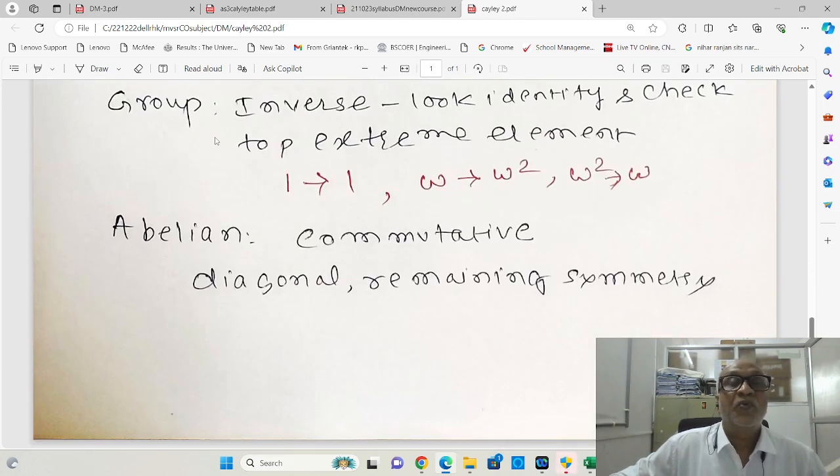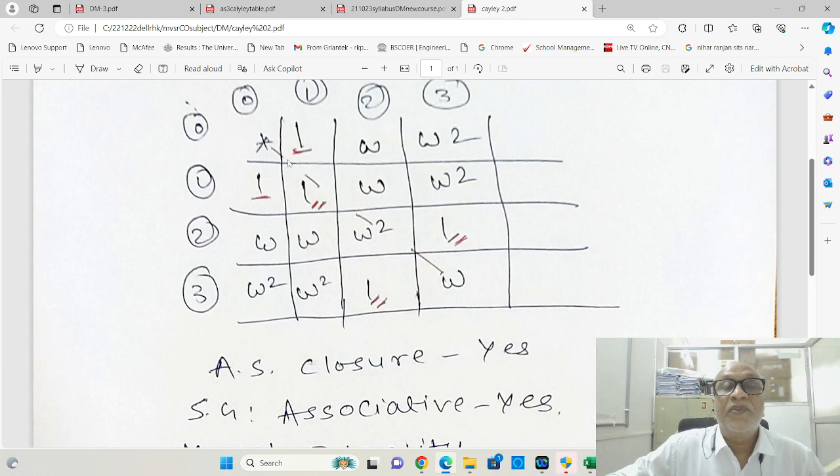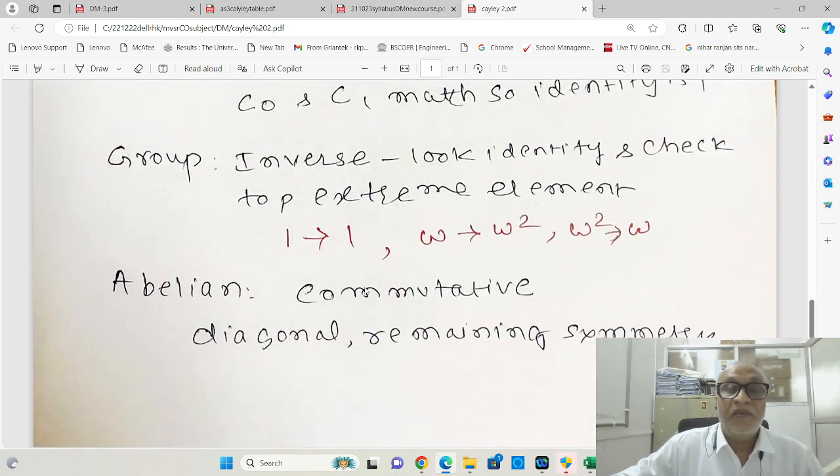Once we check the inverse property and assure that it is group, we need to check whether it's abelian or not. For that we need to check the commutative property. For checking the commutative property, we have to put a diagonal here from this binary operation, and we need to check whether symmetry is there or not. So 1, omega, omega square, 1, omega square, 1. So there is a symmetry of the non-diagonal elements. So that's why it is abelian.